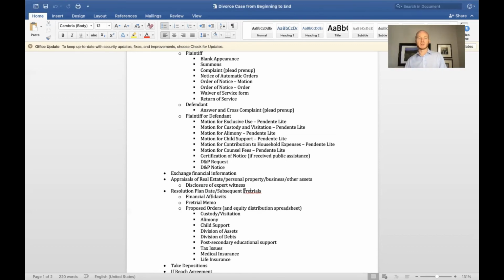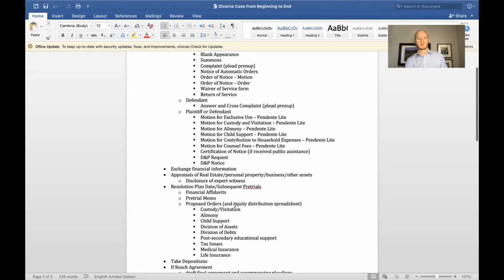And there's a number of documents that we need to prepare going into a judicial pretrial. So we come in and submit to the court basically our financial affidavits so that the judge can have a full understanding of the financials of both sides. We'd also submit pretrial memos.